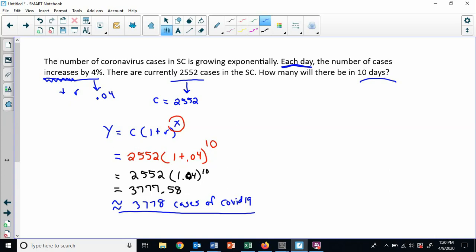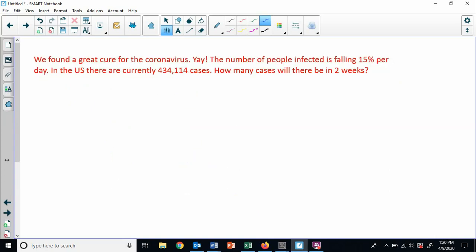Awesome. So let's do a decay example now. Okay. So, we found a great cure for the coronavirus. Yay! The number of people infected is falling by 15% per day. In the U.S., there are currently 434,000 cases. How many cases will there be in 2 weeks?